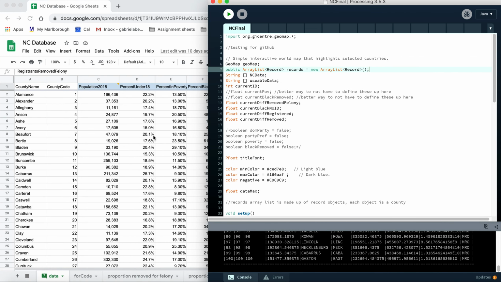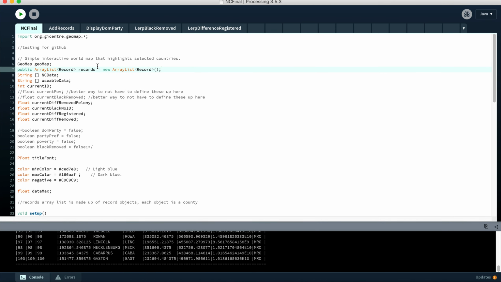And in Processing, I was using the GeoMap library to import a map of North Carolina per county and be able to visualize all of this data per county.